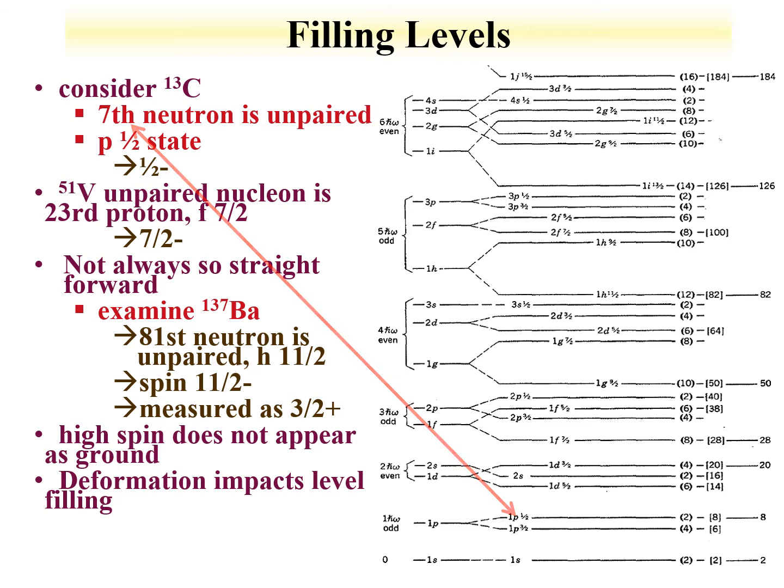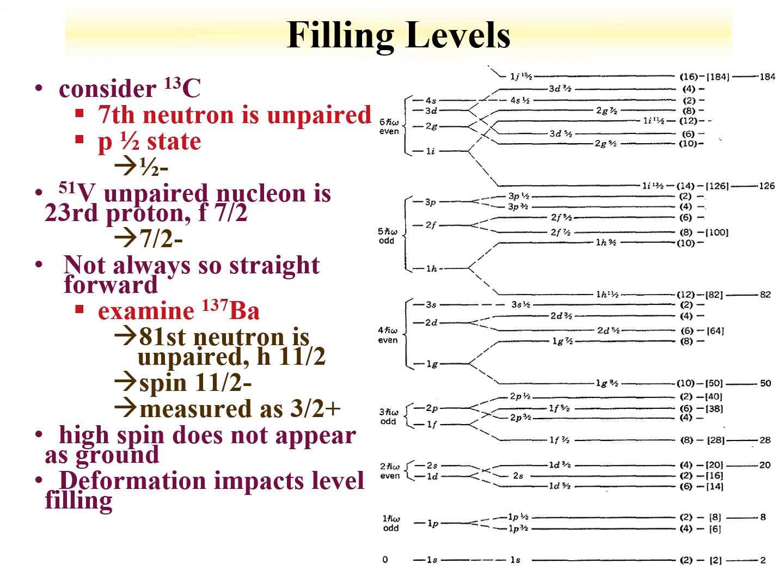Another example is with vanadium-51. The odd nucleon is the 23rd proton. 20 protons fit into this 1d 3/2, so I can put 3 into the 1f 7/2. 1 is unpaired, so F is also negative, so we would expect vanadium-51 to have a spin and parity of 7/2 minus. Now the shell model isn't always correct, and as an example, let's consider barium-137.